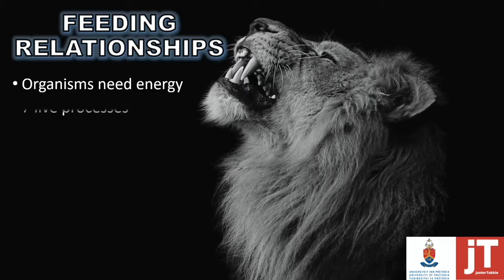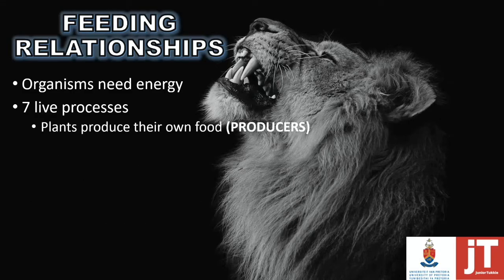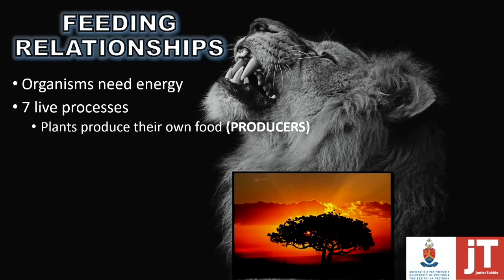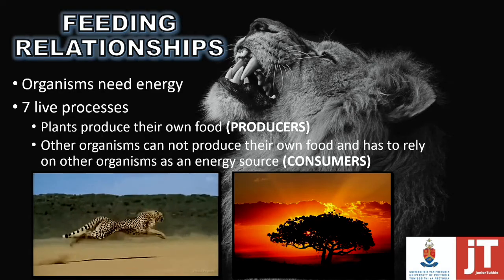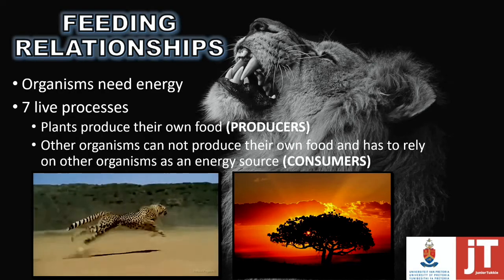Organisms need energy for the 7 life processes to take place. Plants produce their own food, which is why they are known as producers. Other organisms cannot produce their own food and have to rely on other organisms as an energy source, and they are known as consumers.